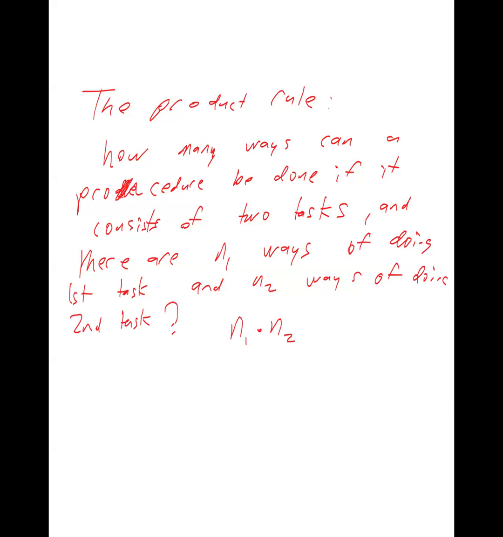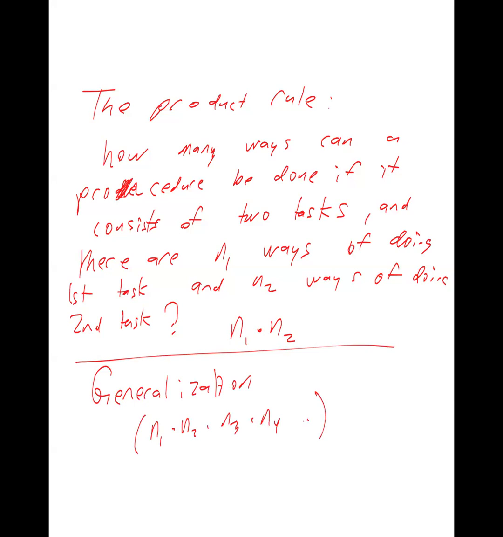We can generalize the product rule to an unlimited number of steps, and what would we do to figure out how many ways something can be done? It consists of three tasks, and there's N1 ways of doing the first task, N2 ways of doing the second one, and N3 ways of doing the third one. So the generalization is that it'd be N1 times N2 times N3 times N4, dot, dot, dot, however many steps you had, right?